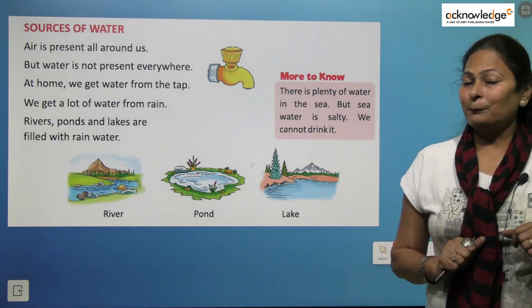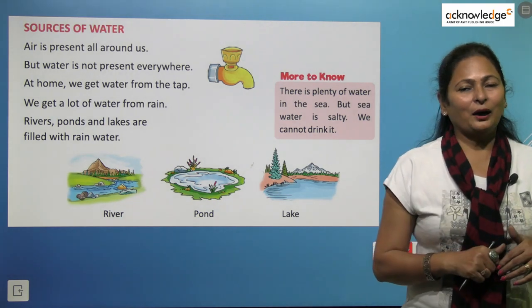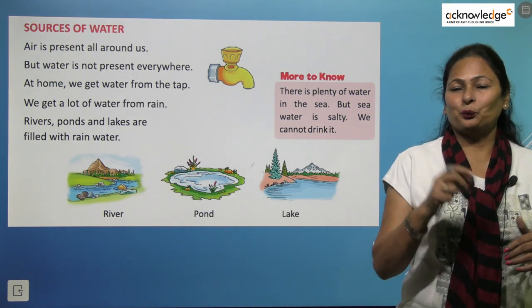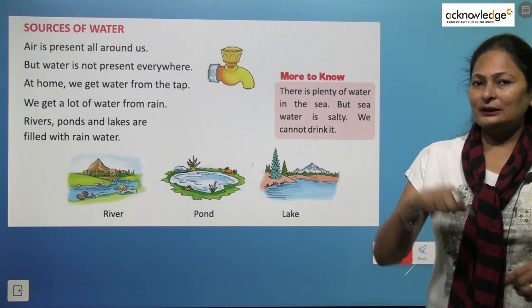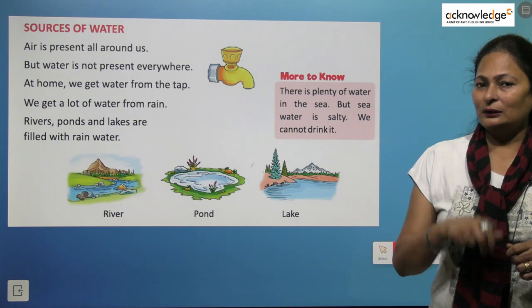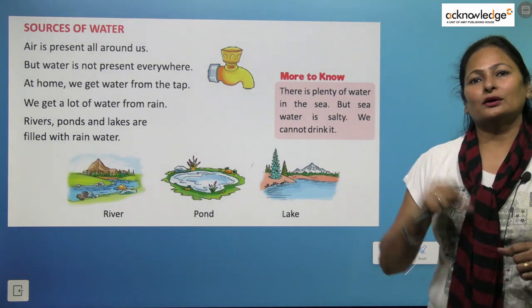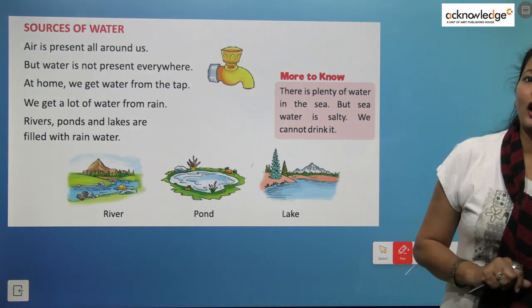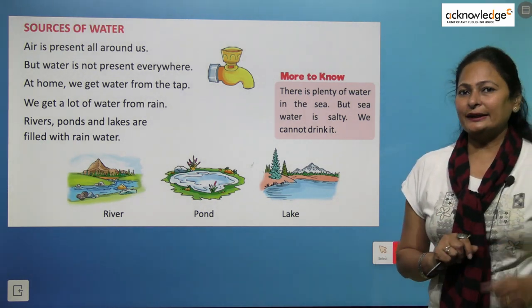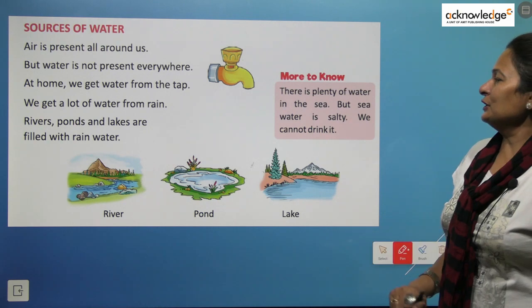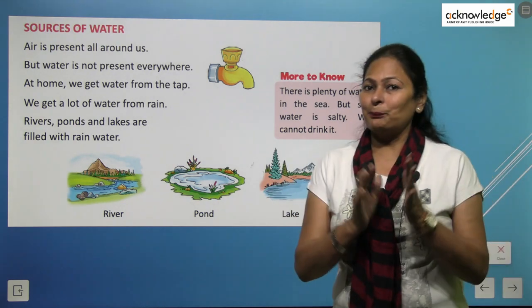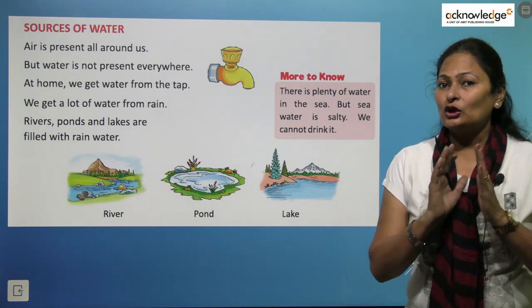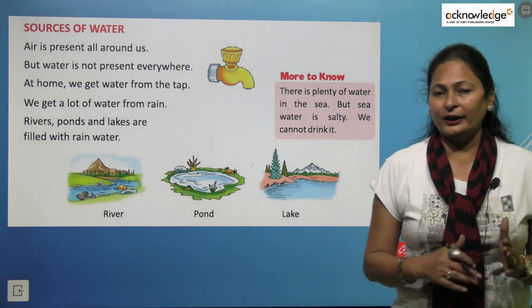Now, what is below the ground? Under the ground, water is present there. So, we dig the ground and we take out the water from the ground, and this water is called underground water. Got it, kids? Air is present everywhere, but water is not present everywhere.